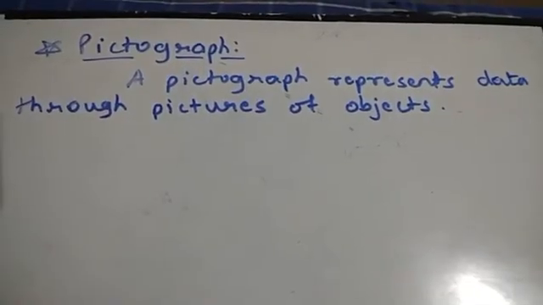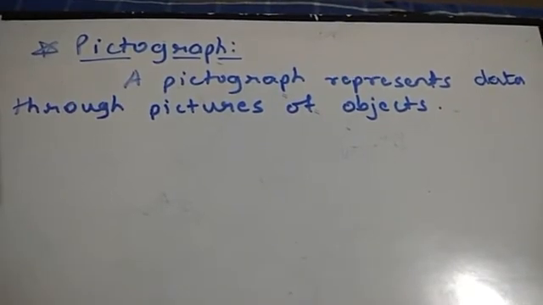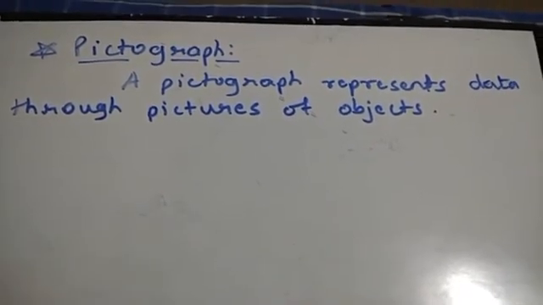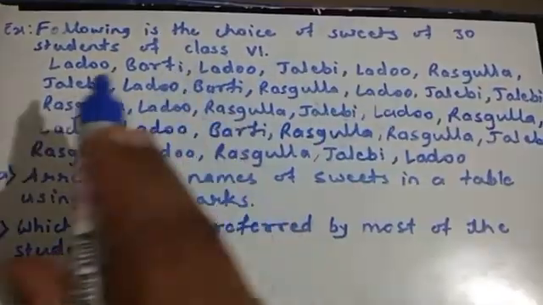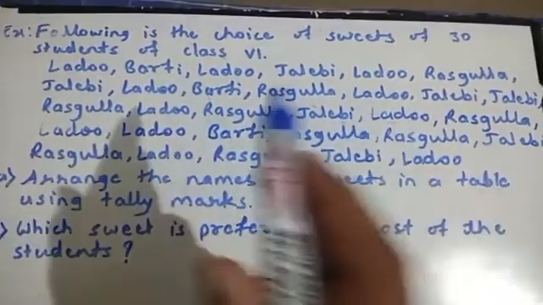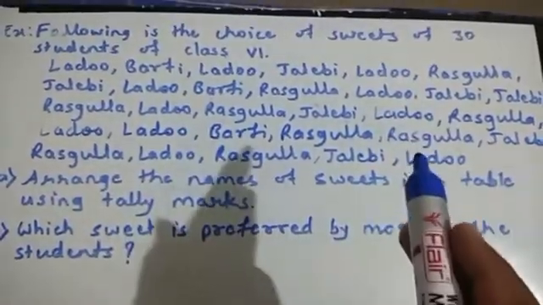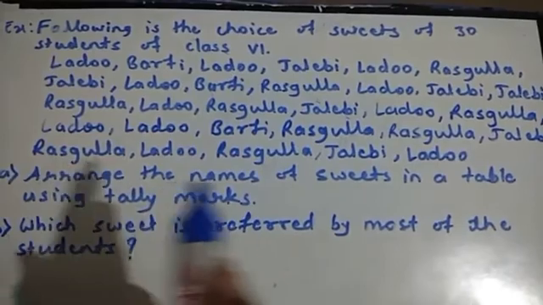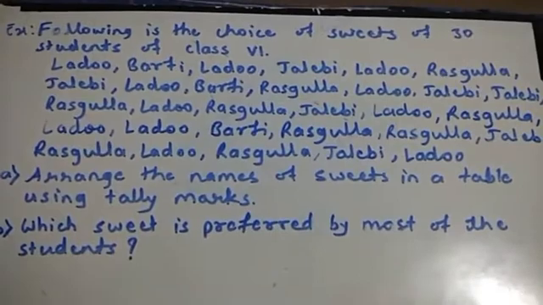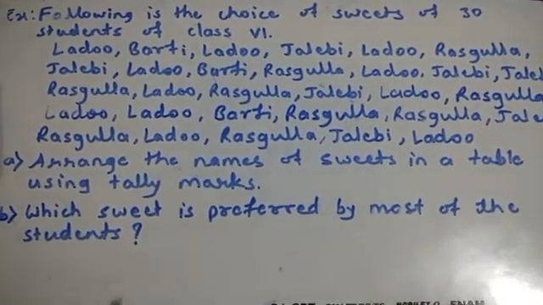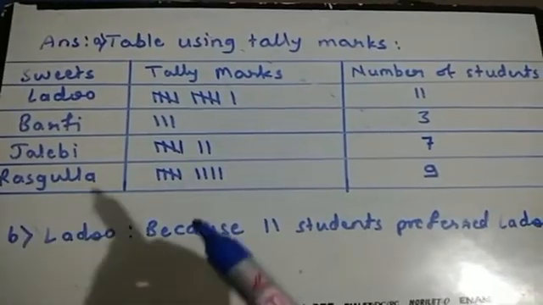Next part is pictograph. A pictograph represents data through pictures of objects. So here pictograph means representing information by using pictures. Now let's see one more example. Following is the choice of sweets of 30 students of class 6. Here different sweets are there: laddu, barfi, jalebi, rasgulla. These are the sweets liked by 30 students. Now arrange the names of sweets in a table using tally marks. First we'll arrange this information in the table by using tally marks and then we have to answer this question. Which sweet is liked by most of the students?